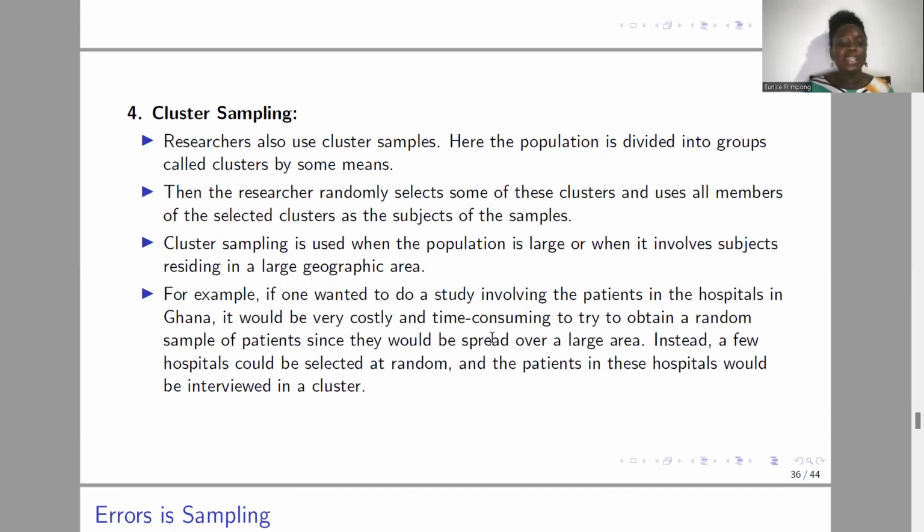So for example, we want to do a study involving patients in hospitals in the whole of Ghana. If you want to take, let's say, 5 patients from every single hospital across Ghana, it's so widespread, it will be very difficult and expensive. So you may rather select some hospitals in Ghana, and for each of the hospitals you have selected, you use all the patients. So if there are 500 hospitals in Ghana, you select about 20 of these hospitals, and then you use every single patient in all these 20 hospitals for your sample.